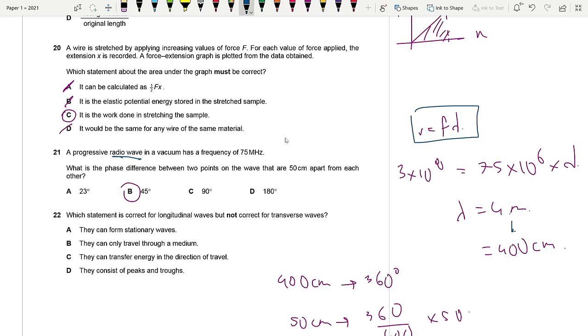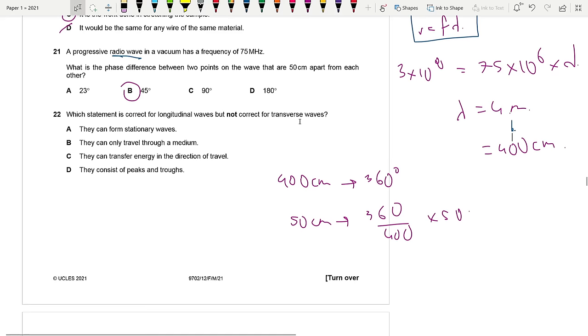So we know that 400 centimeters is actually equal to 360 degrees, right? So what about 50 centimeters? According to the unitary method, it should be 360 by 400 into 50. That gives us a value of how much exactly? 360 by 400 into 50, 45 degrees, okay? So 21 is B.